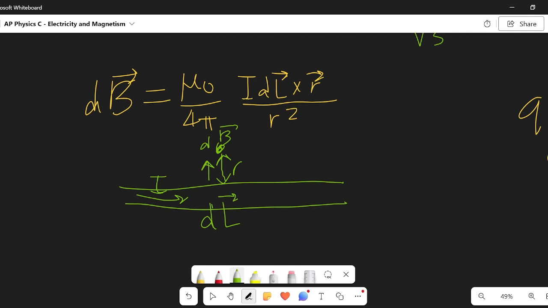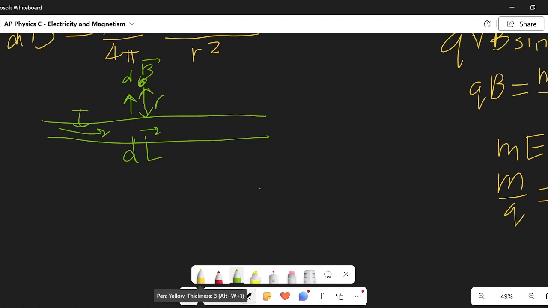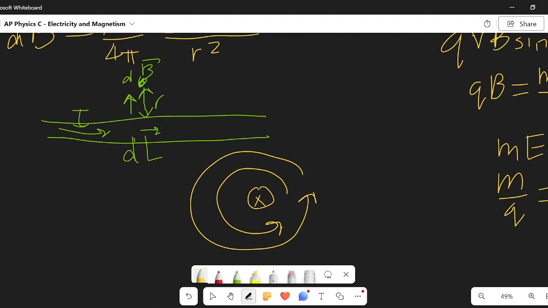So essentially, if we have a circle like so, and let's say we have a charge in the center, and then we have the magnetic field curling around like so. This is going to be the direction of the magnetic field.